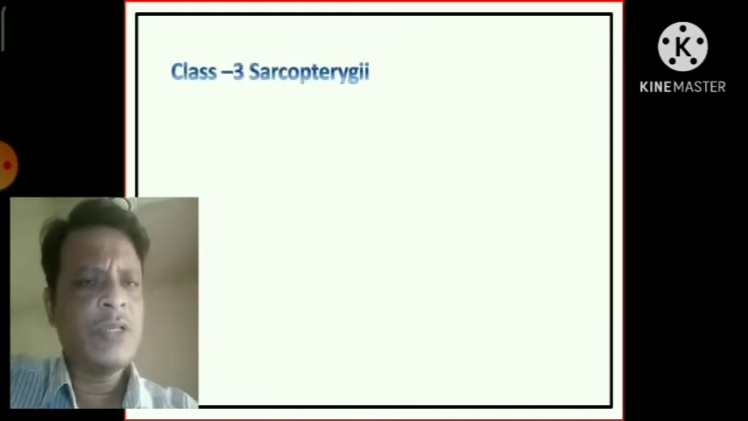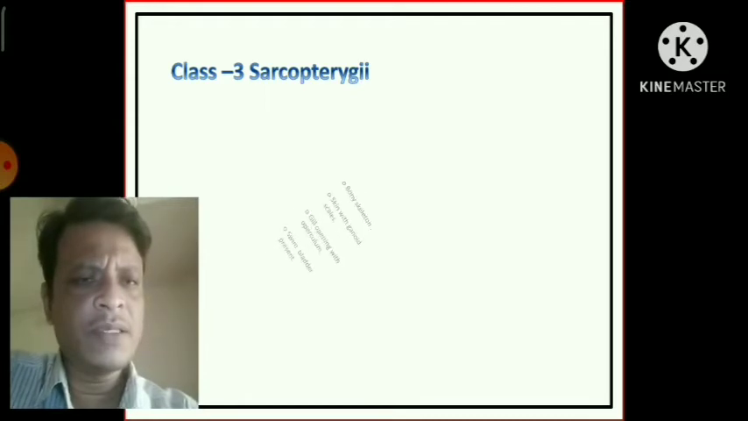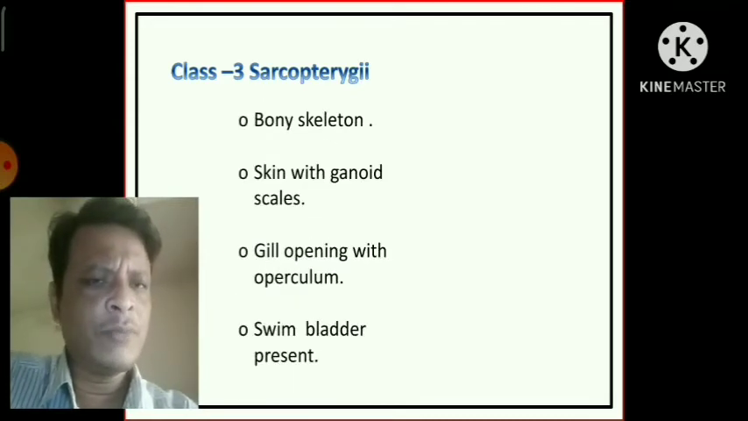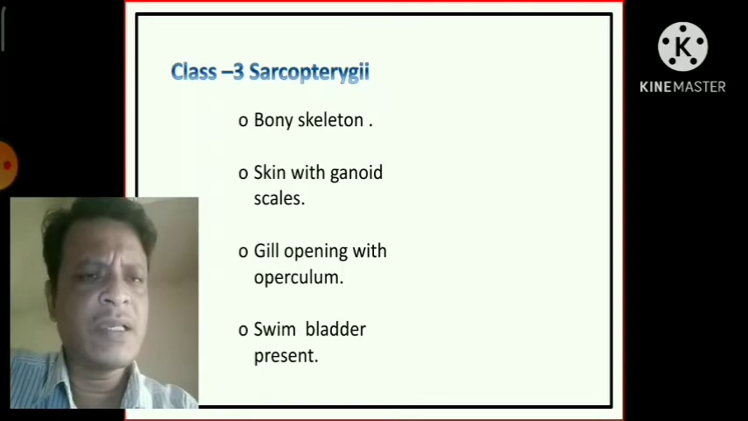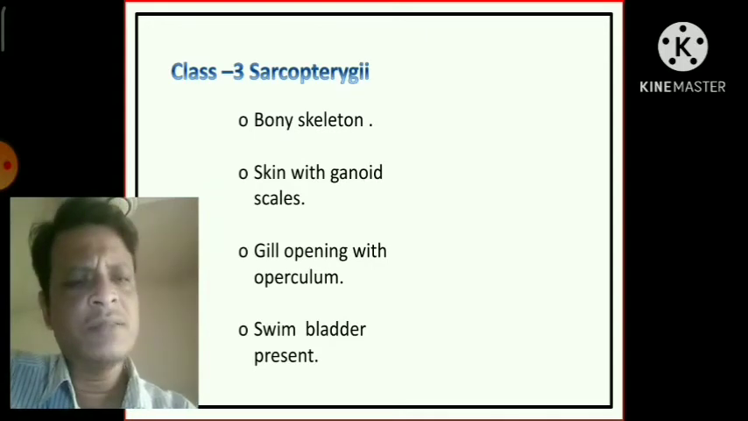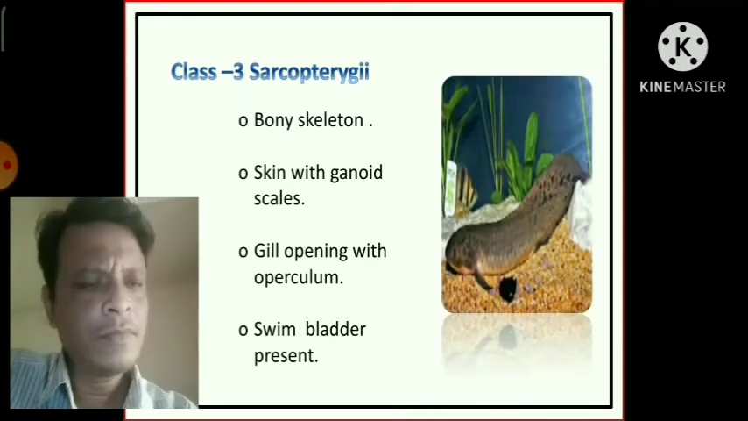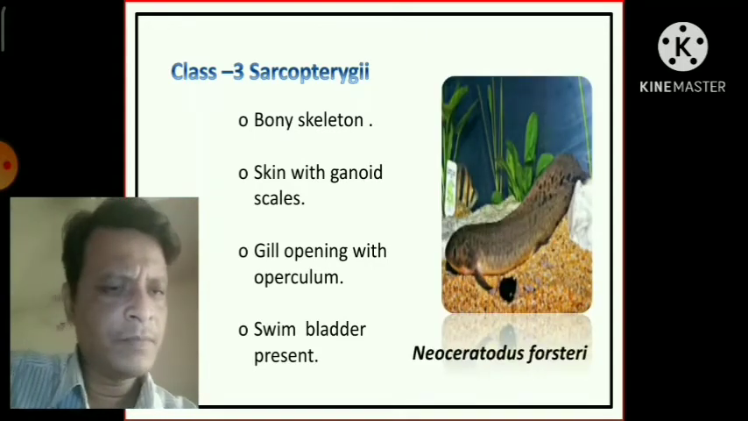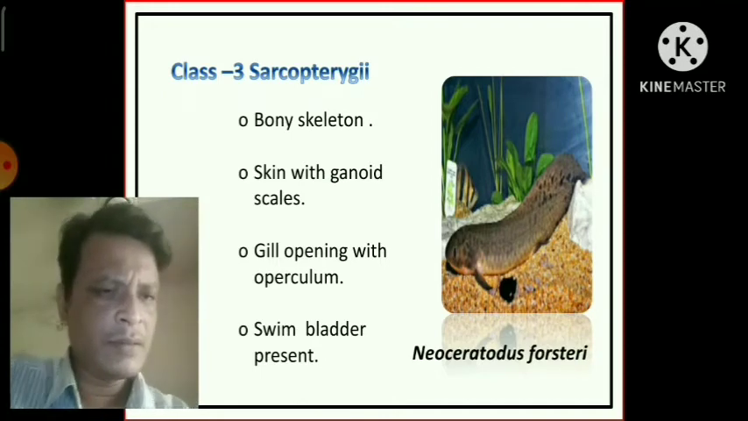Number 3, the Sarcopterygii. The bony skeleton is present, skin with ganoid type of scales. The whole body is covered with ganoid type of scales. This is the special characteristic feature of this class. And the gill opening with operculum and the swim bladder are present. Example: Neoceratodes forsteri.